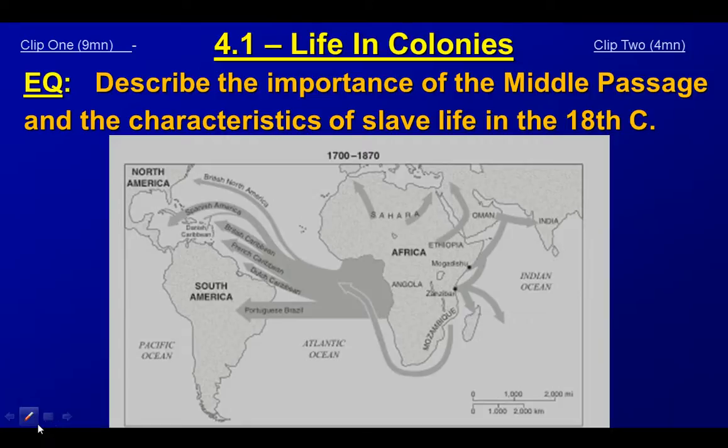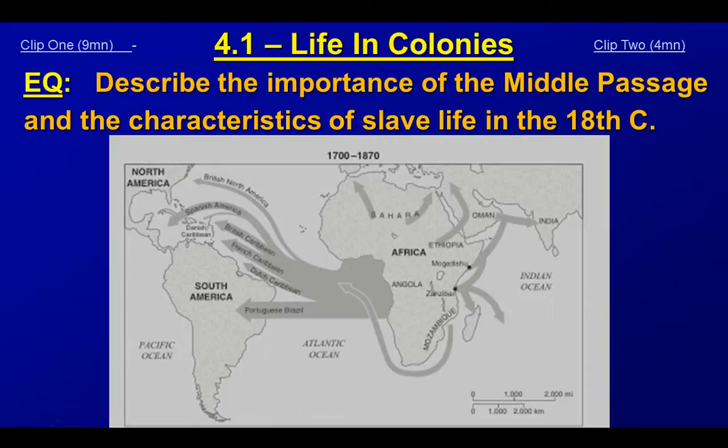We're looking at the importance right away of the middle passage for our essential question here today, and the characteristics of slave life in the 18th century. This chart shows the slave trade during this 18th and 19th century that was triggered by the Dutch and the Portuguese and the Spanish, also engaged in by the British, where most people went to the Americas. You can see it's heavily in Central and South America by a long shot.